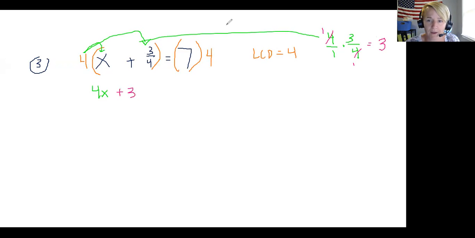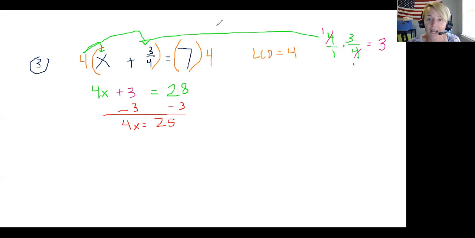Hopefully you're not having a problem with that. Put my equal sign down, and then 7 times 4 is just 28, so that's pretty easy. Now this should look a whole lot like what you've been solving. We know that I've got to get rid of this plus 3, so I'm going to have to subtract 3 from both sides. This leaves me with a 4x equals 25.